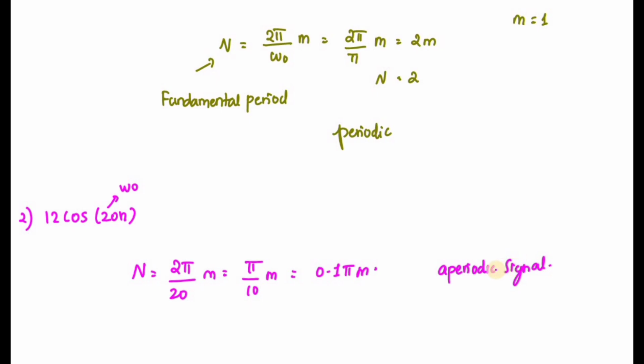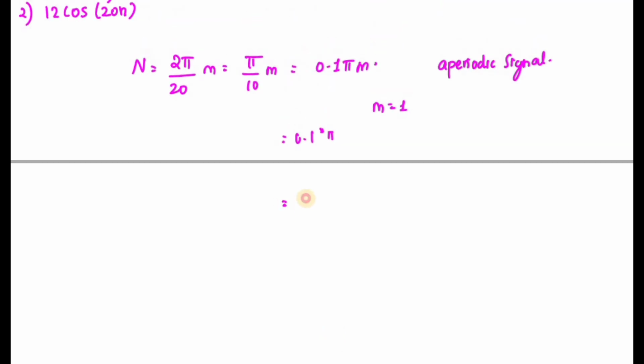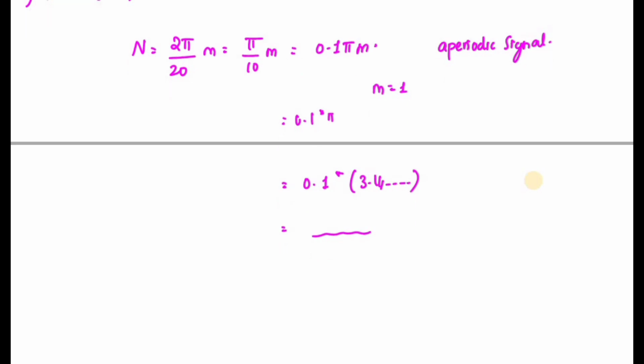Since it is an aperiodic signal, there is no fundamental period. If I substitute m equal to 1, you will get 0.1 of pi. What is 0.1 of pi? This is 0.1 into 3.14 and so on. So you will get a continuous answer. It is not stopping; it is infinite. That is why it is called an aperiodic signal.